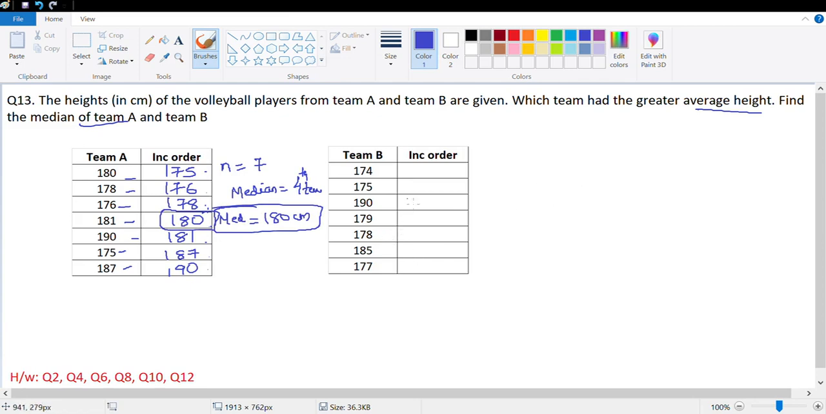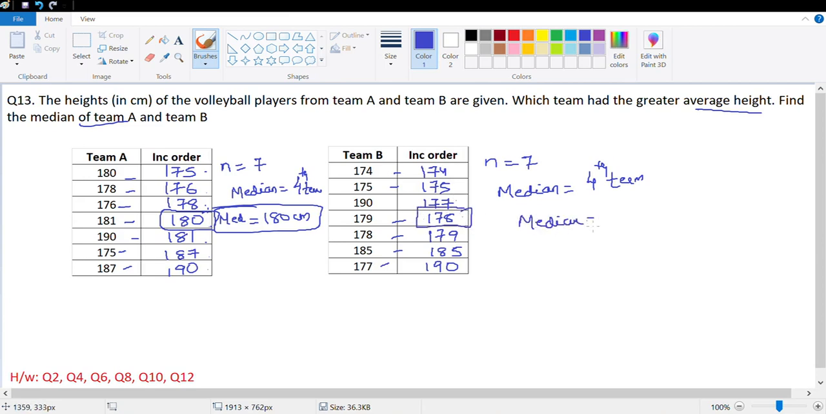Next for team B, let's put it in ascending order. This is 174. Next is 175. There is a 177. There is a 178, 179, 185, and in the end 190. Again, n is equal to 7, which means median is equal to 7 plus 1 upon 2, which is the fourth term, and that would be 1, 2, 3, 4. Median is equal to 178 centimeter. So we've calculated the median of team A and team B.